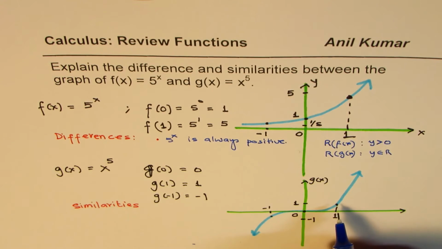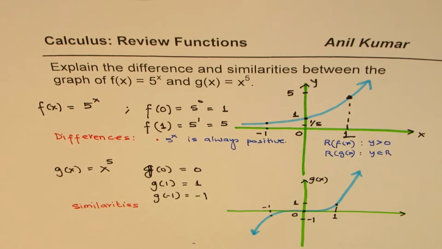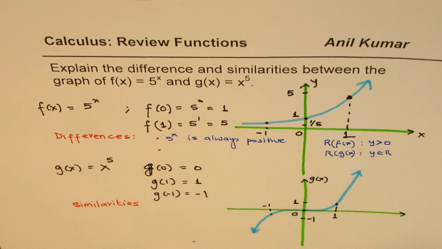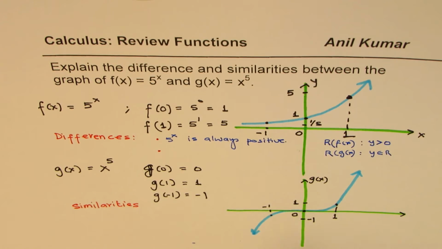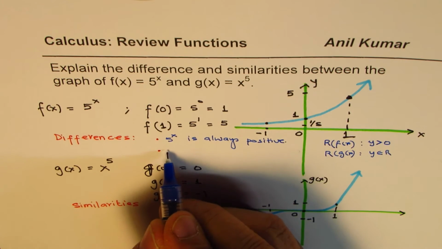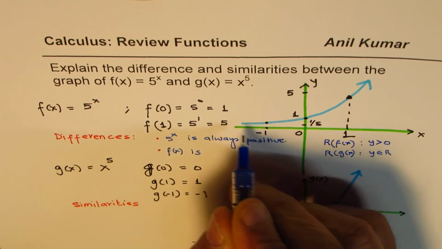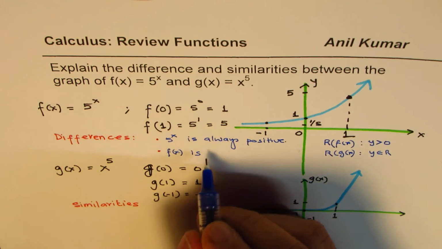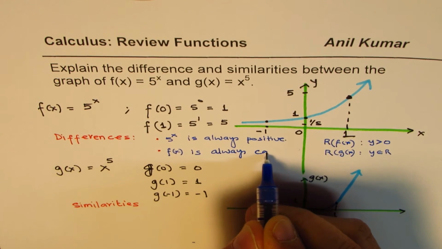Differences. Well, one of the differences is that this function is concave down and concave up. The concavity changes, right? So we could write a difference in terms of concavity. Now these terms are very important from a calculus point of view, and therefore I'm using these terms. So we say that the exponential function f of x is, what is the concavity? It is always concave up, right? Always concave up.